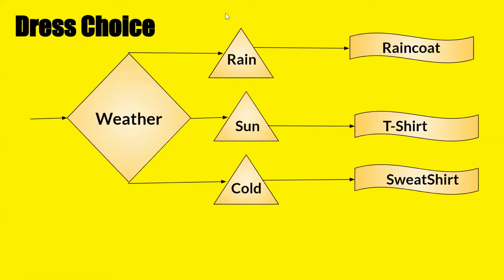Now, you are not sure what to wear, so you consider the weather. If it is rainy weather, you want to put on a raincoat. If it's sunny weather, you want to put on a t-shirt. If it's cold weather, you want to put on a sweatshirt. In today's video, we're going to cover Python conditional statements, if, else, for loops, and while loops. Stick around.